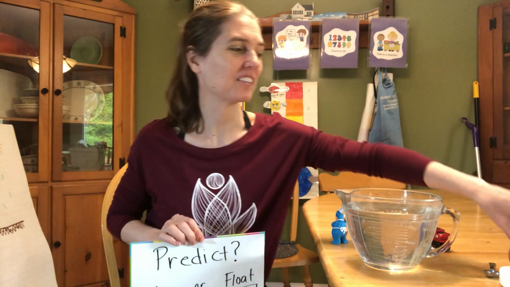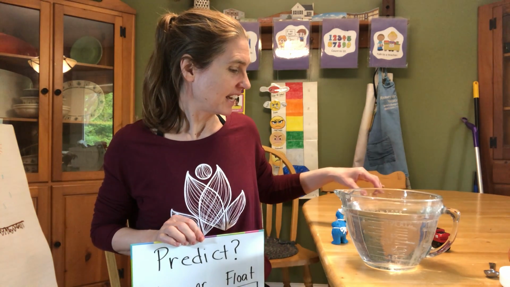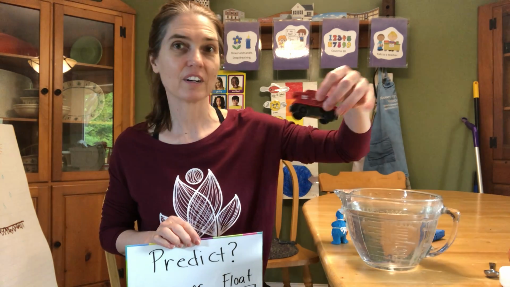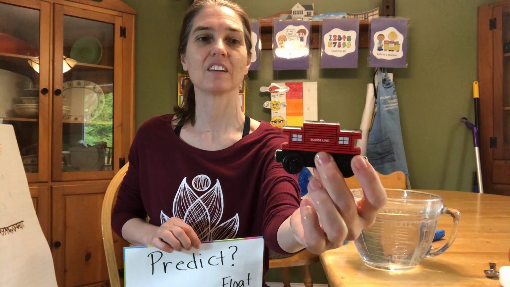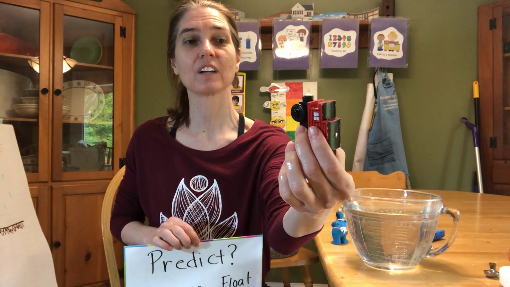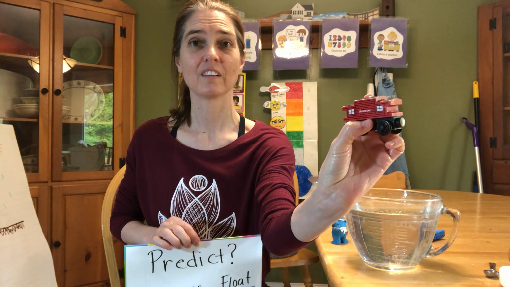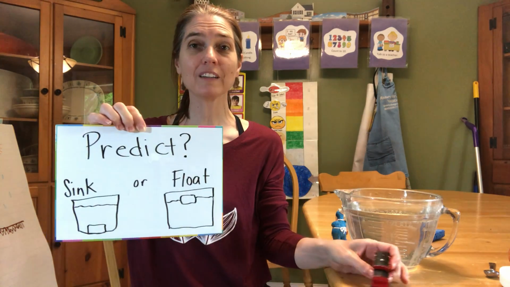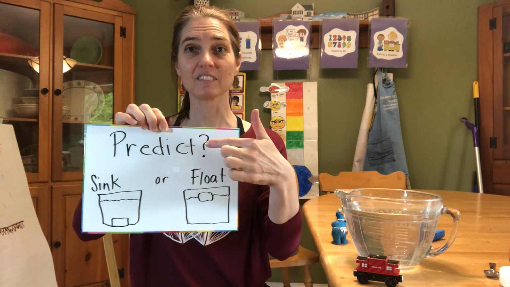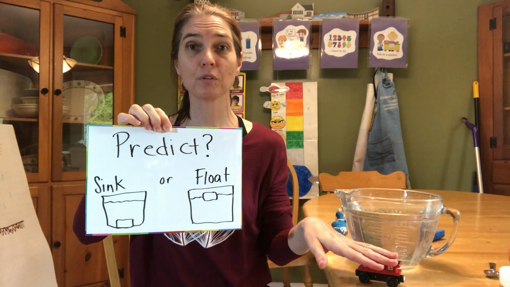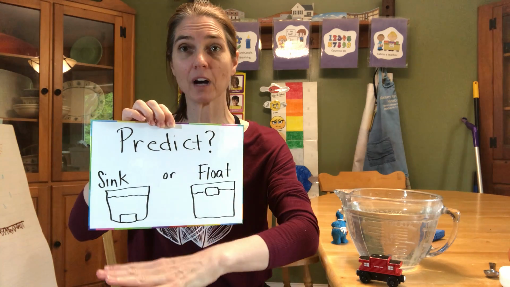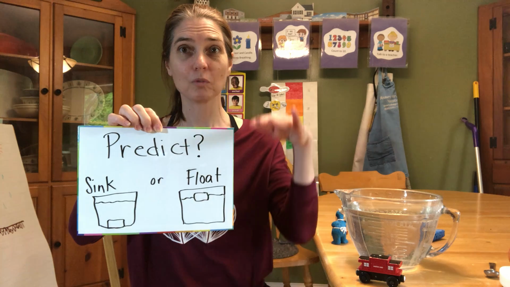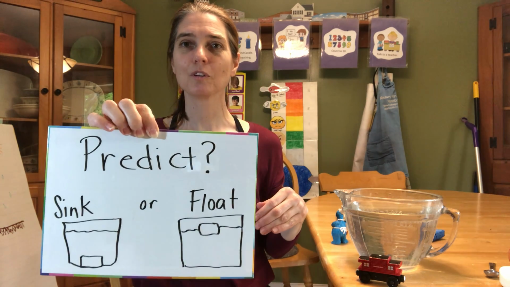Okay, let's take that one out. And let's do this one. Oh, this is a train. It's a Sodor Line train. It's the caboose. It used to be Brad's. Do you predict that the caboose will sink to the bottom? Or do you predict that the caboose will float at the top? What do you predict?